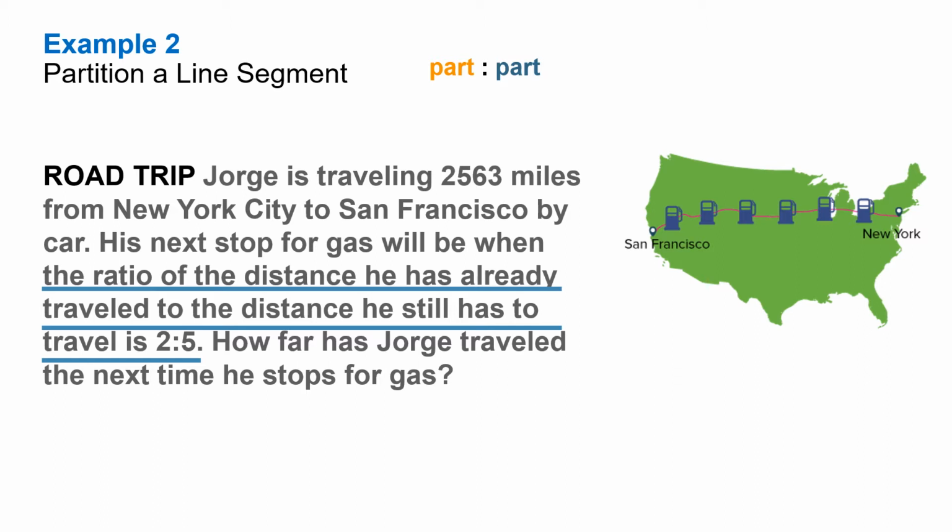We also know that he's starting in New York City. Whenever we start a road trip, we haven't traveled any distance at all. So the starting point we usually label as 0. He's traveling to San Francisco, which is 2,563 miles away. So our x1 is 0 and our x2 is 2,563.